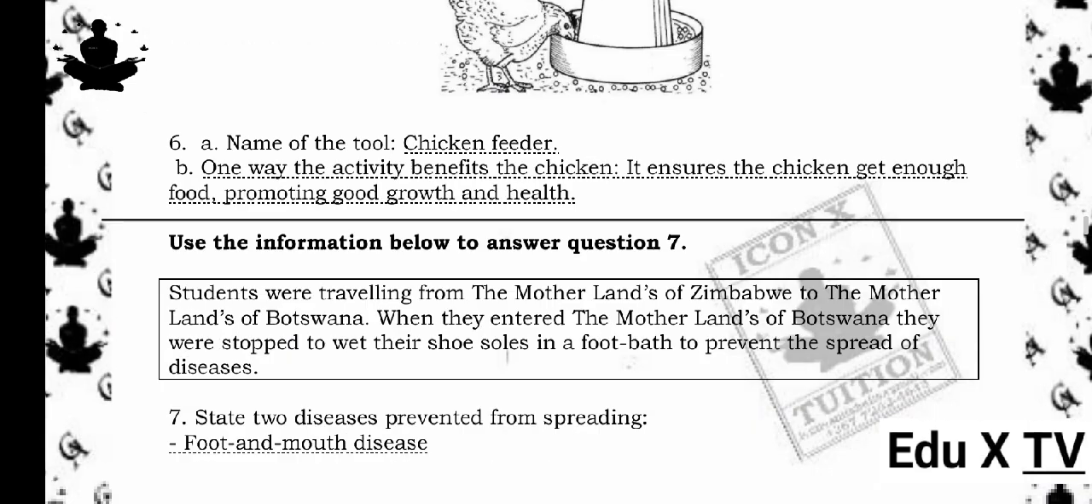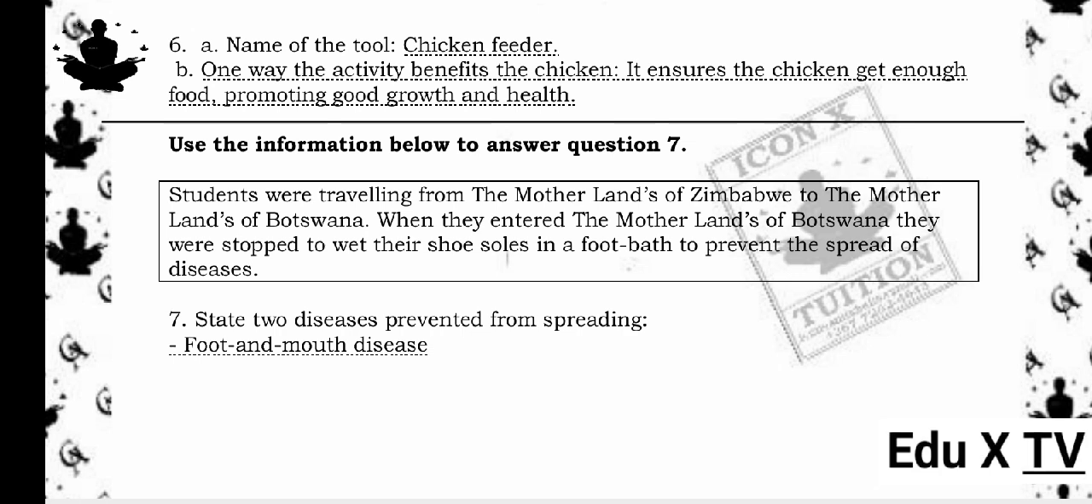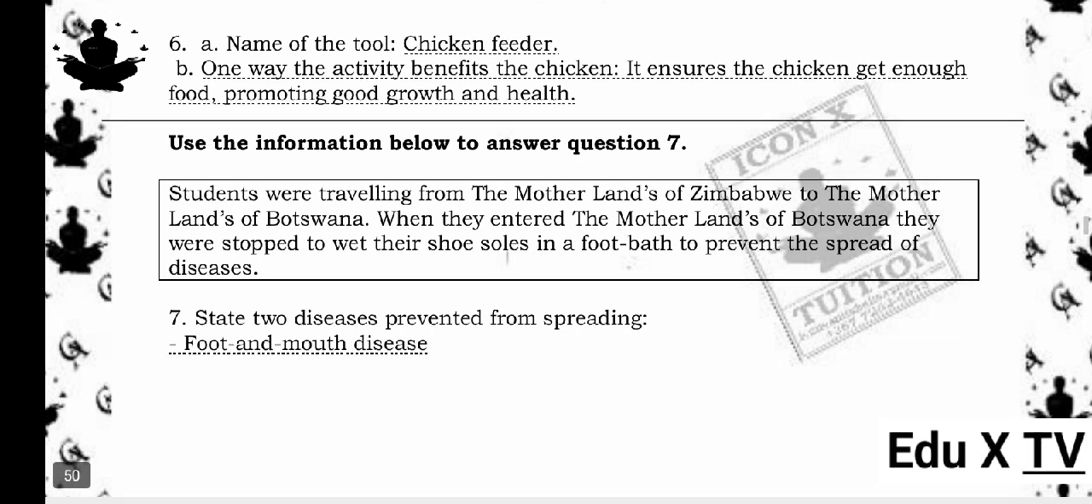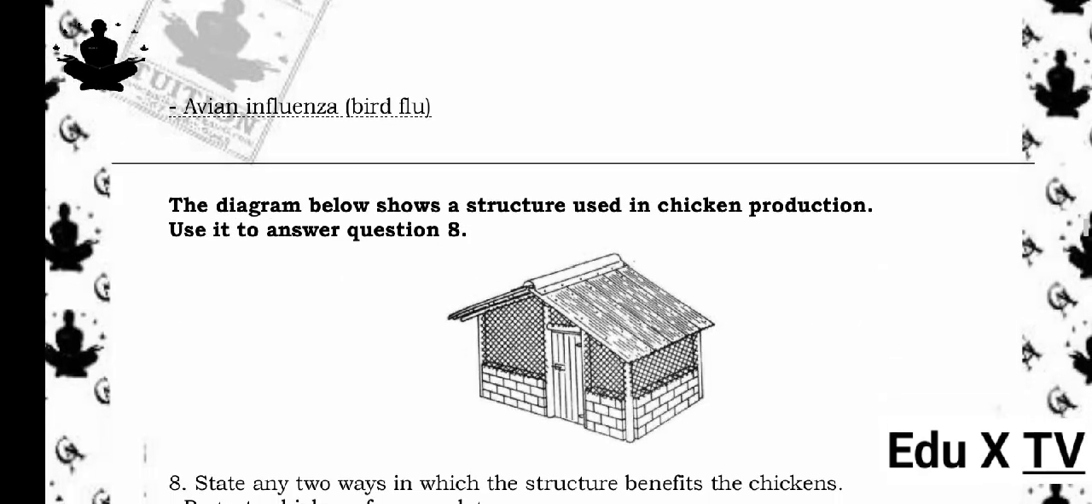Use the information below to answer question 7. Students were traveling from the motherlands of Zimbabwe to the motherlands of Botswana. When they entered the motherlands of Botswana, they were stopped to wet their shoe soles in a footbath to prevent the spread of diseases. 7. State 2 diseases prevented from spreading. Foot and mouth disease. Avian influenza (bird flu).